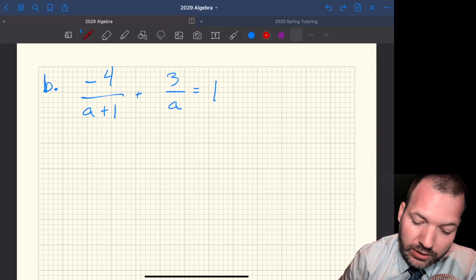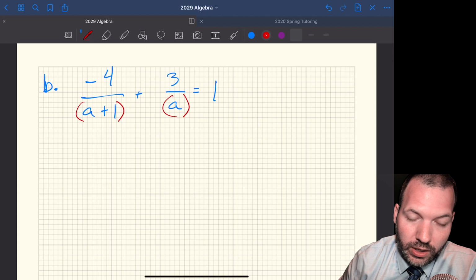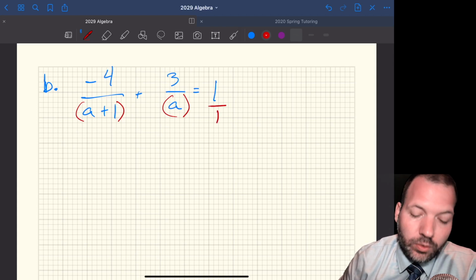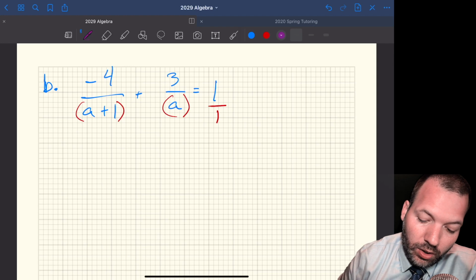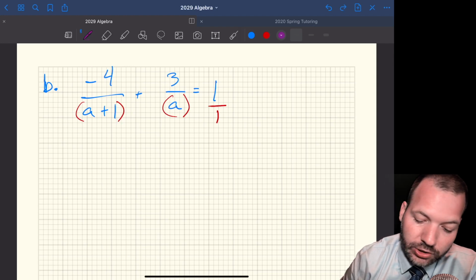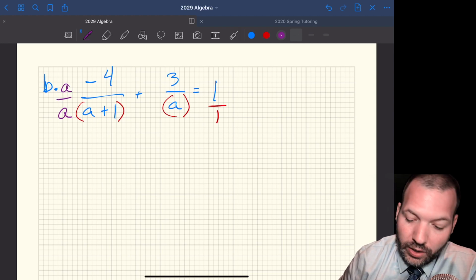And so I just look at the different ones. a plus 1 is different from a, difficult though that is to imagine. 1, I also want to make sure is expressed as a fraction. 1 over 1 is what I'll call it. What additional factor do I need in that denominator for the first fraction? I need a. But I'm not changing anything, so I make it a over a.